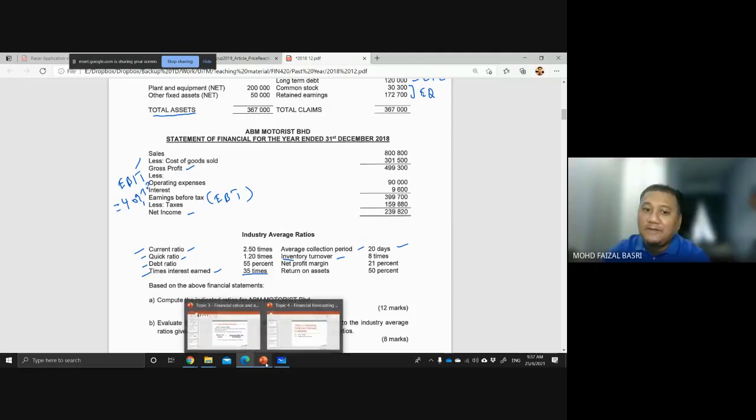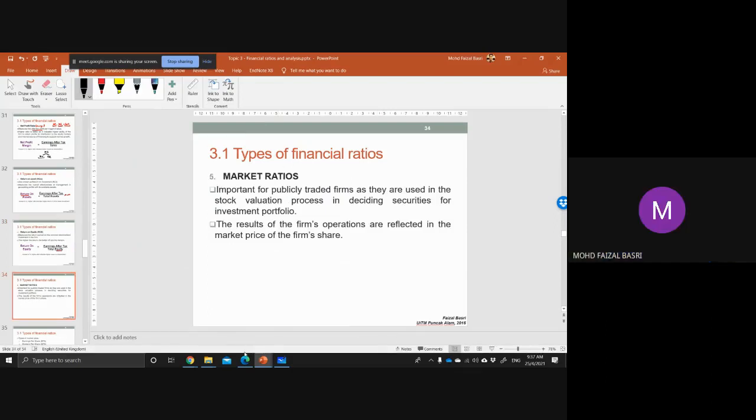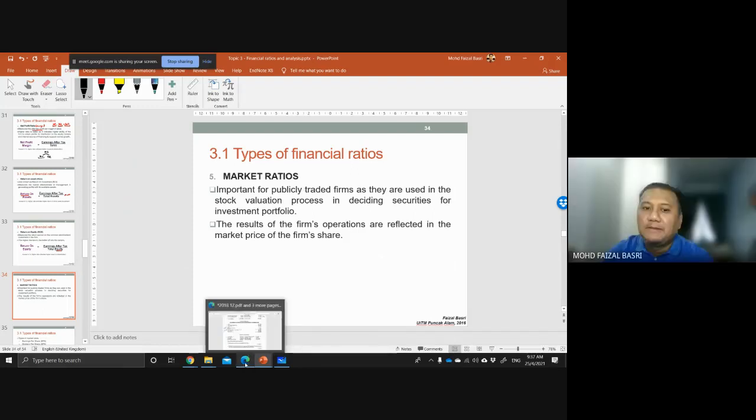If you remember, we have 5 categories actually. So the fifth category, which is the market ratios, this will not be tested in the exam before. They will not ask in the exam. The reason why is simple, because some of the information when we want to calculate the market ratios is beyond the income statement and balance sheet.